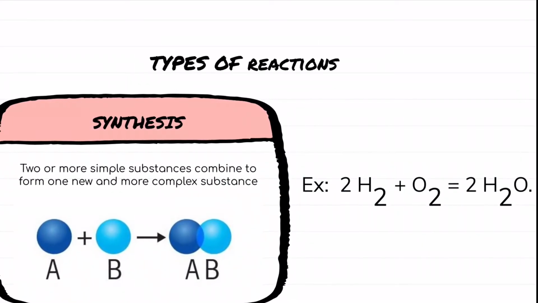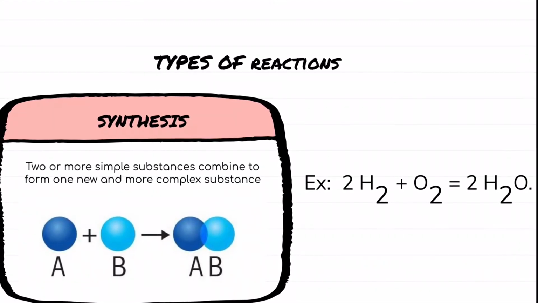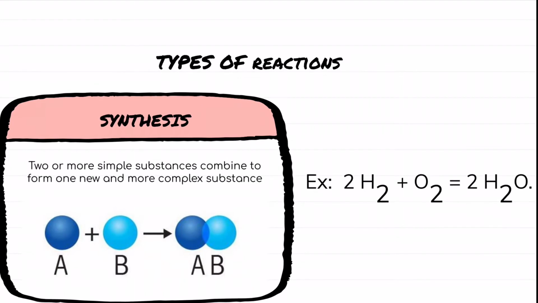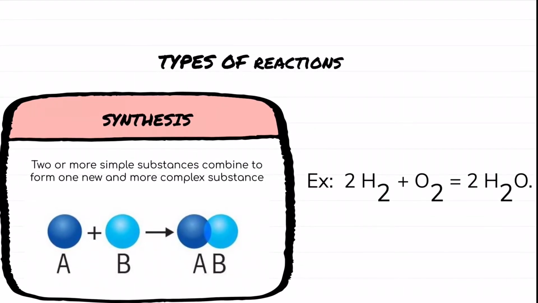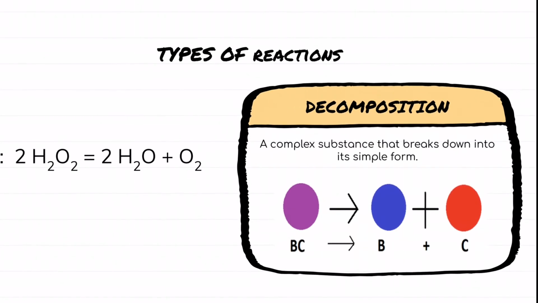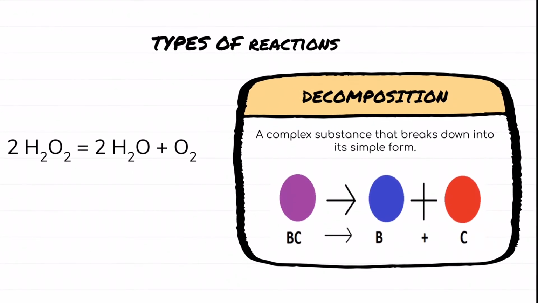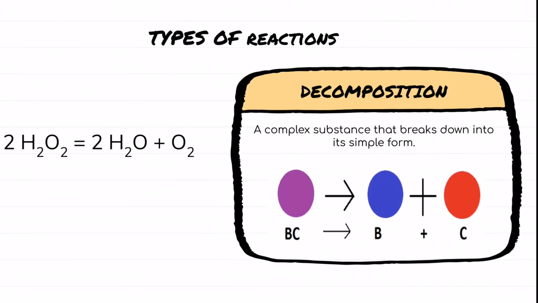We have five different types of reactions: synthesis, decomposition, single replacement, double replacement, and combustion. We have decomposition, and it's a complex substance that breaks down into its simple form.